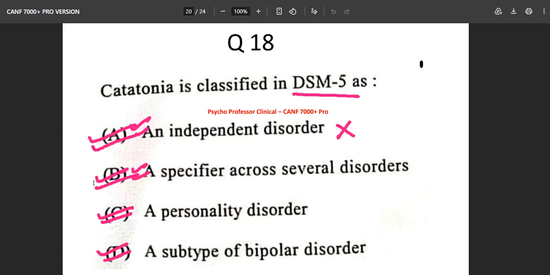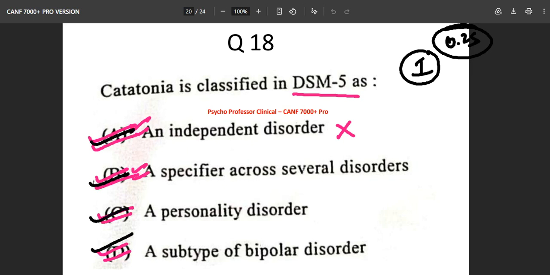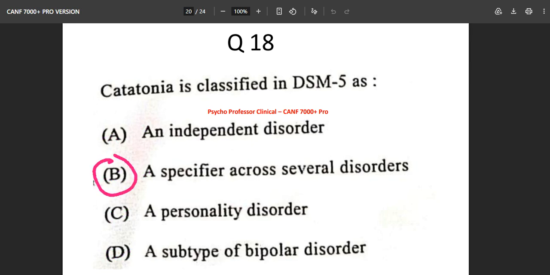You need to answer this because it will give you 1 mark, and if you are not able to answer, you can give yourself 0.25 negative marks. What do you think? A, B, C, D, out of these 4, what is going to be the correct answer? And if you have marked option B, you are correct, because catatonia is a specifier across several disorders.